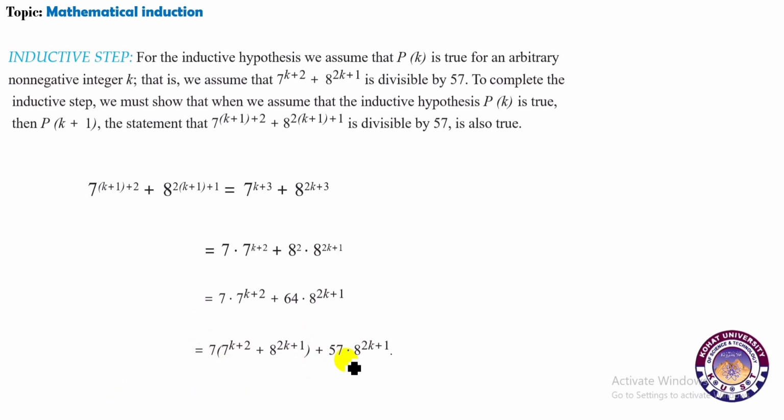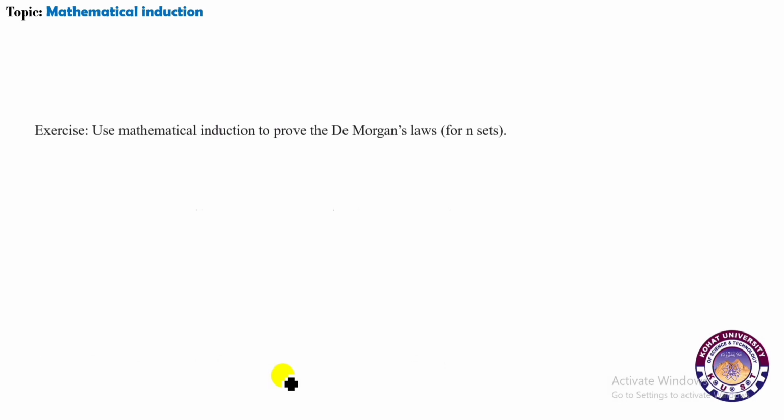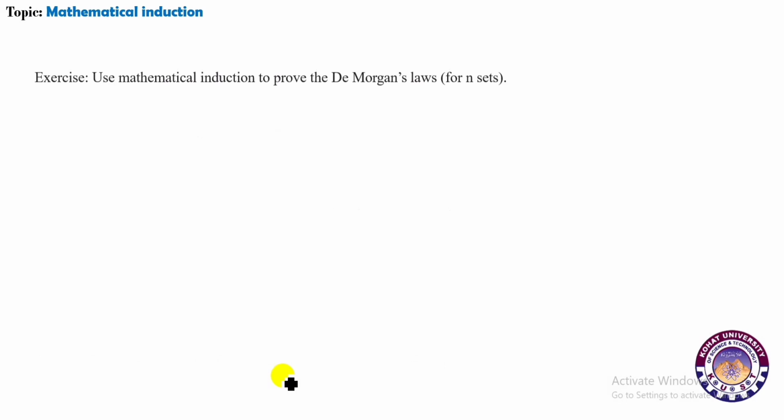And according to the assumption step, 7 raised to the power k plus 2 plus 8 raised to the power 2k plus 1 is divisible by 57, and from this we can say that 7 multiplied by this is also divisible by 57. So the sum of these two is also divisible by 57.